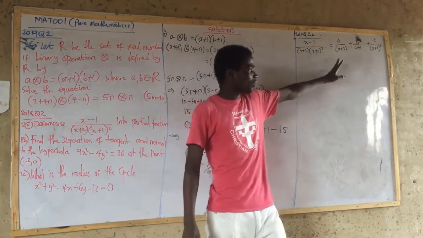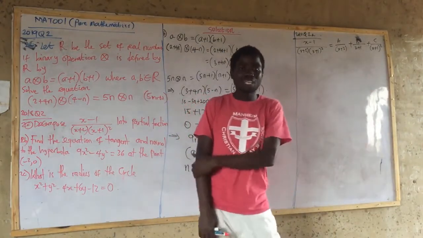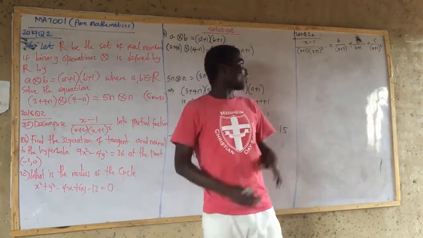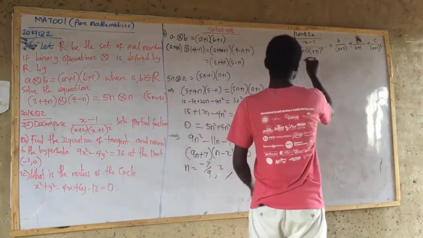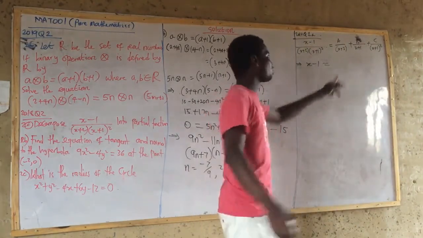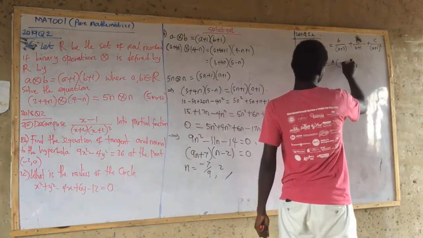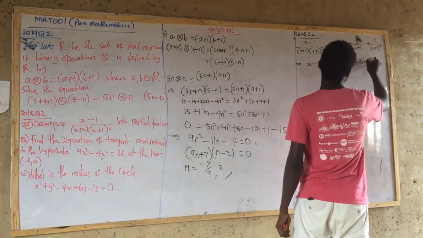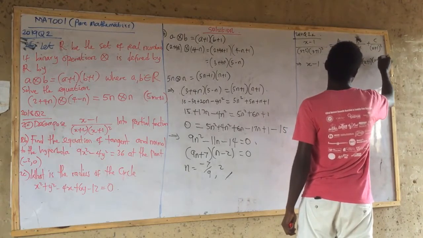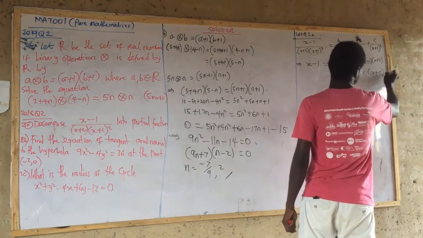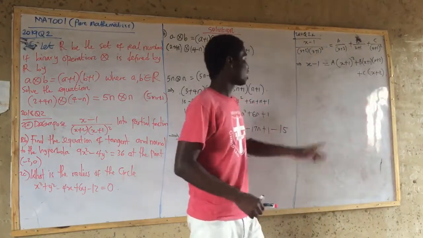Whenever it has power, you will continue to write like this until you get the answer. Do you understand my point? So you will clear fractions. When you clear fractions, you are going to have x minus 1 equal a(x plus 1) all squared plus b(x plus 1)(x plus 2), then plus c(x plus 2). That's what you are going to obtain.